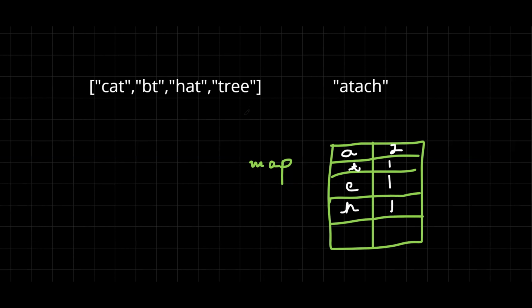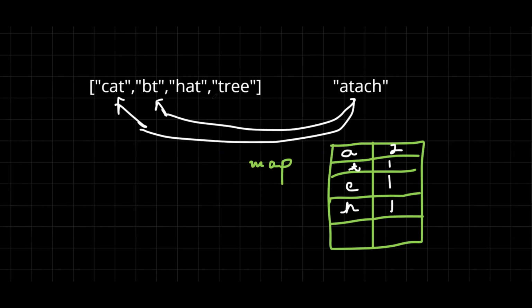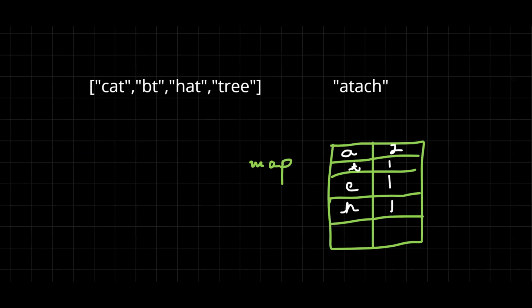Now we have to repeatedly check each of the strings in the given list against attach. That means at first we have to check whether we can make cat by using attach. After that, we have to check whether we can make bt by using attach. After that, we have to check whether we can make hat by using attach, and so on. So how can we make this kind of comparison? Now the intuition is very simple.